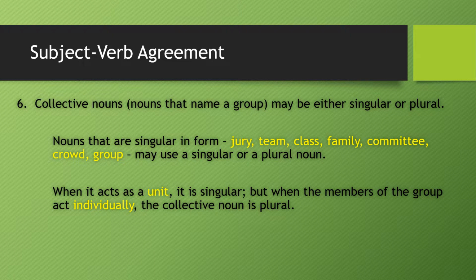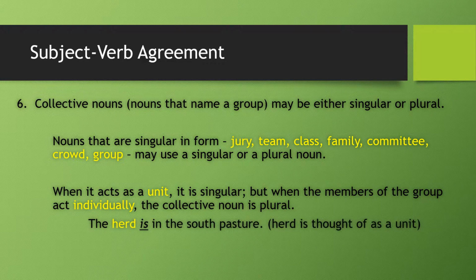Now it sounds a bit confusing, but let's look at a couple of examples. The herd is in the south pasture. Now in this sentence, the collective noun herd is viewed as a unit. So we have a singular subject, the herd, even though it's made up of a number of animals. It's the herd that we're talking about.